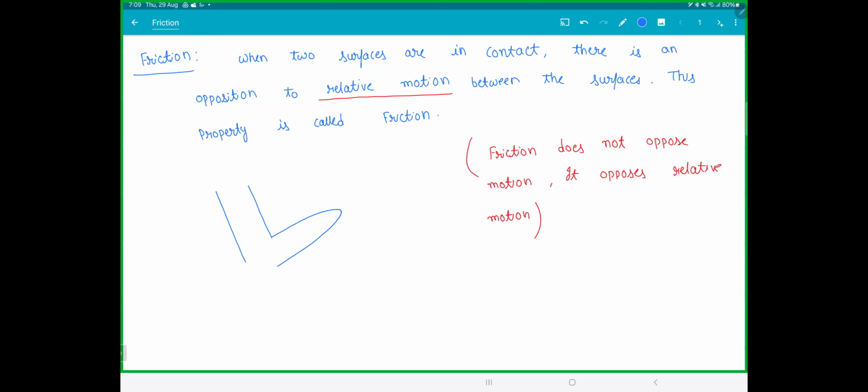So if you look at your leg, see when you walk, how do you walk? This is the ground, and this is how you put your leg, isn't it? You put your leg on the ground and you're trying to push backward. Your foot is trying to come backward, that means this point on your foot is trying to go backward.